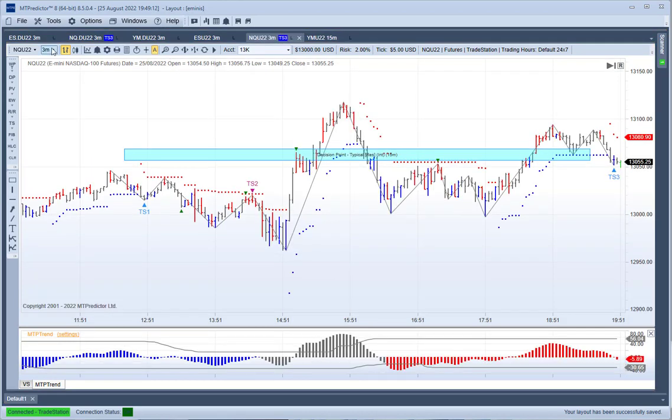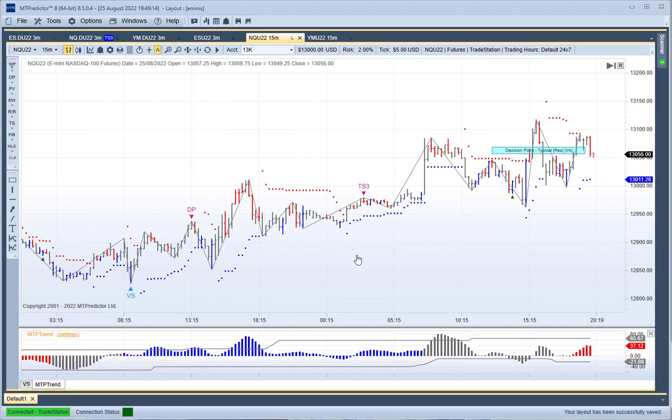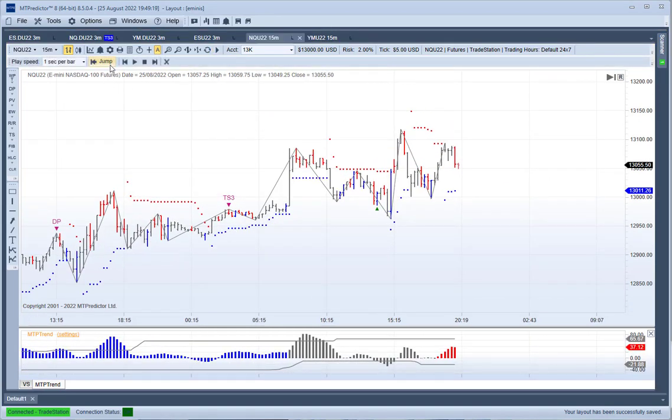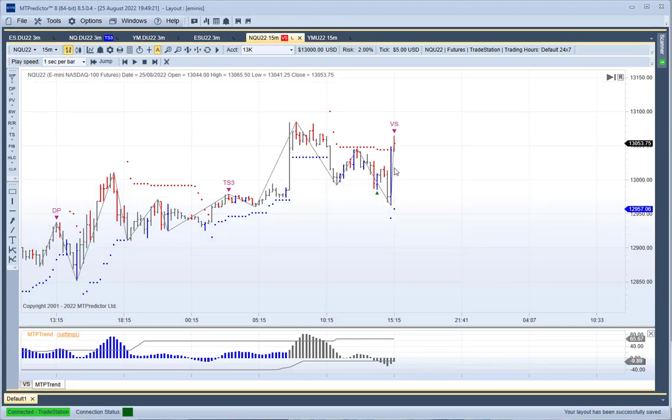Let's turn training mode off. Let's go back to the 15-minute chart and then go back in time. Again, I'll use training mode to go back to here, and we then place a DP off the prior high there, the major high. So this would be the next area we're looking for potential resistance.